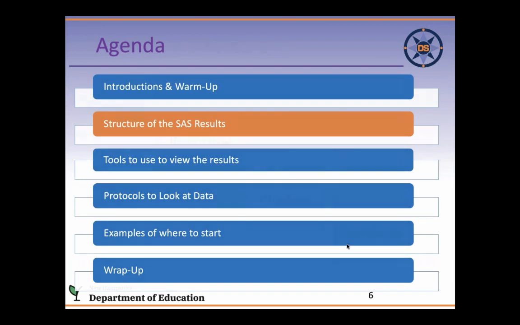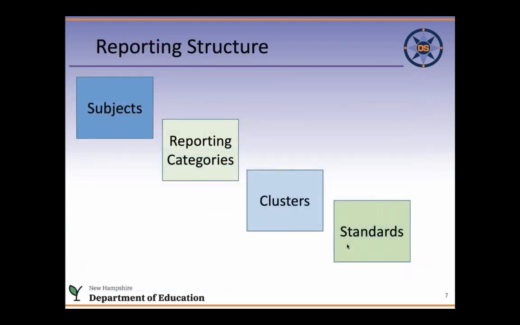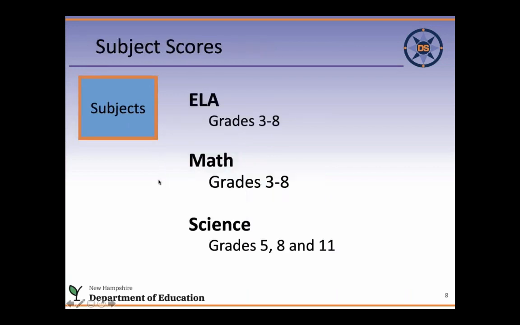So the structure of the SAS results. First thing, there are these 4 areas, and I'm going to refer to them often because this is related to the structure and the reporting and the scores and everything. So you know that there's subject. The next level down is reporting category, clusters, and the smallest detail part is standards. And for subject, I'm sure that we have ELA, math, and science, and you probably know the grades that are associated with each of those.